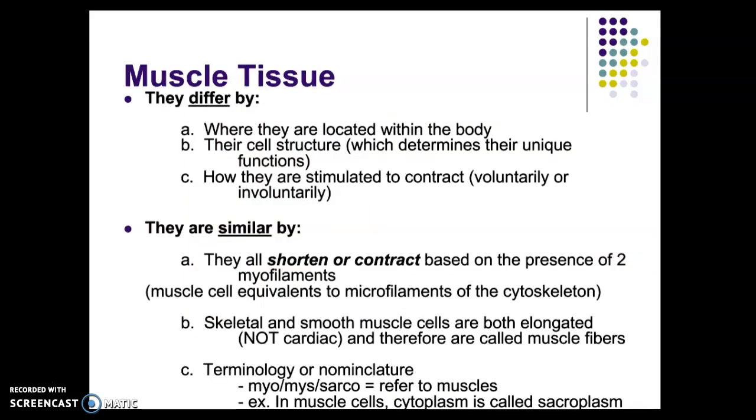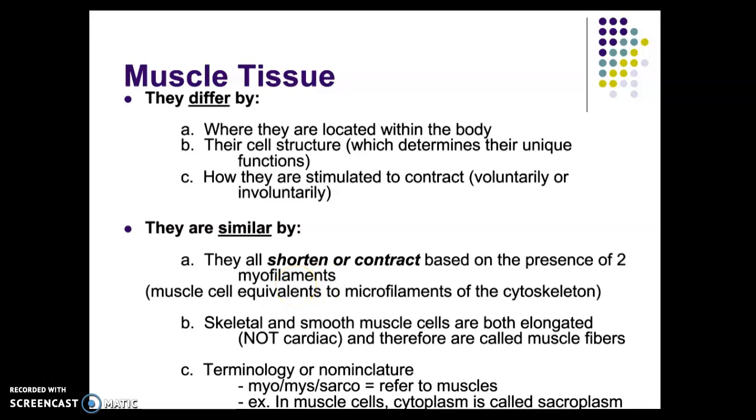All right, so they differ by where they're located, and again, this is talking about skeletal muscle, smooth muscle, cardiac muscle. They differ in where they're located in the body, their cell structure, kind of what I just talked about, and how they're stimulated to contract. Are they voluntary or are they involuntary? So our skeletal muscle is the only one that is voluntary, and the other 2, cardiac and smooth, are involuntary. But they're similar because they all shorten or contract because of myofilaments.